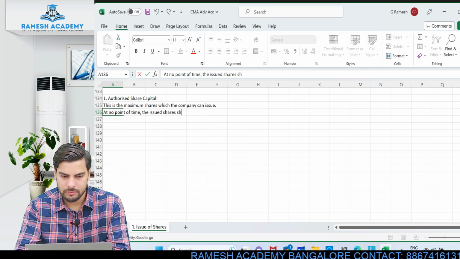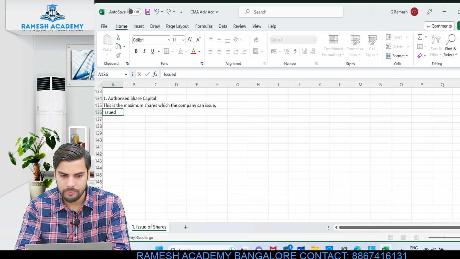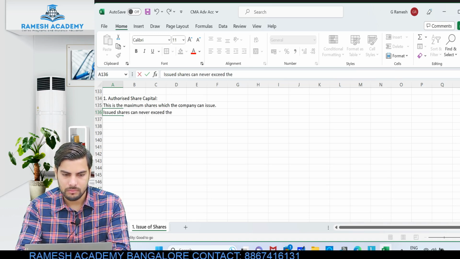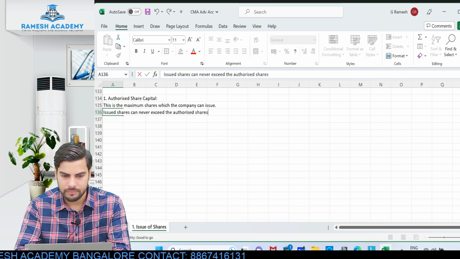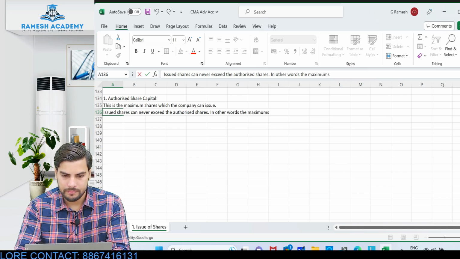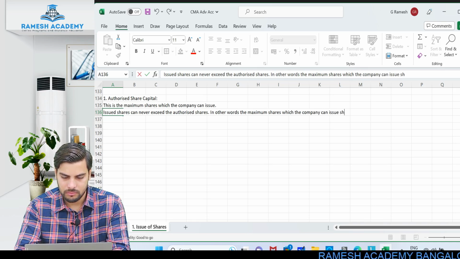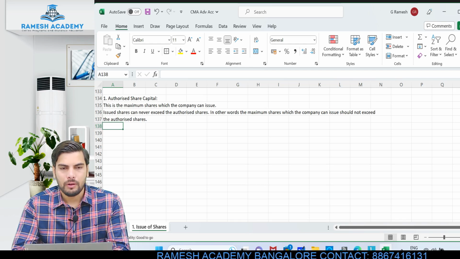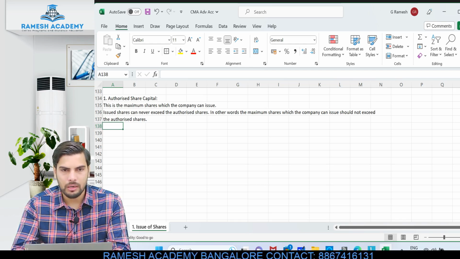the issued shares, or you can write it in this way, issued shares can never exceed the authorized shares. Or in other words, the maximum shares which the company can issue should not exceed the authorized number of shares. So this is the maximum number of shares which can be issued by the company. Clear? At no point of time can the issued share capital exceed the authorized share capital.